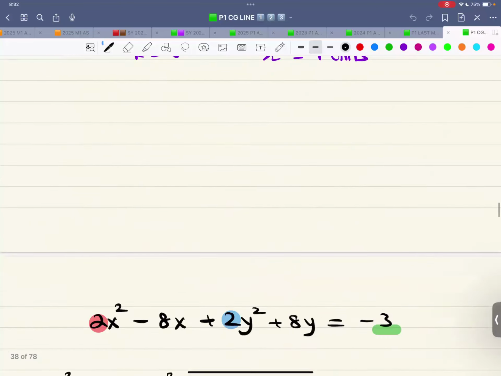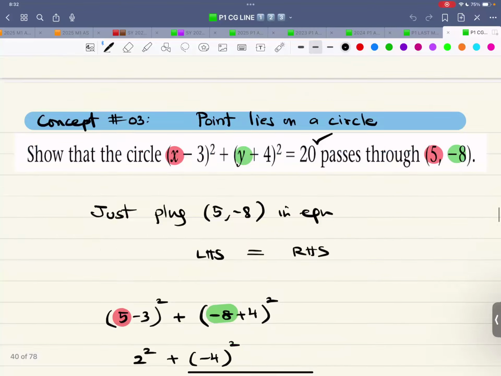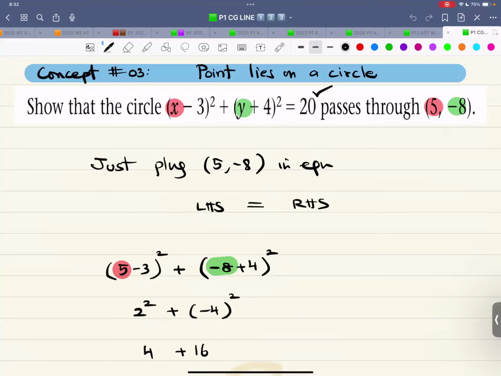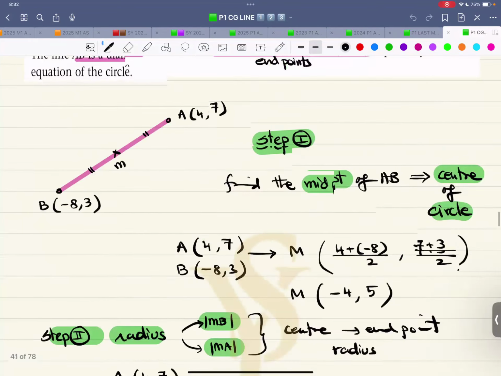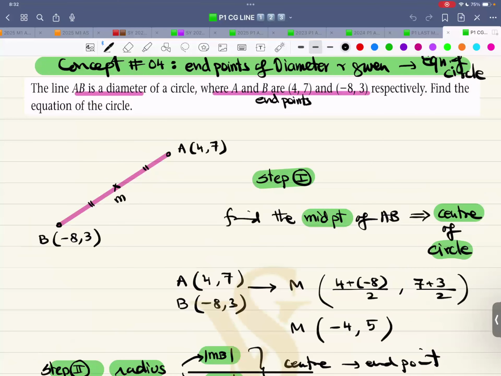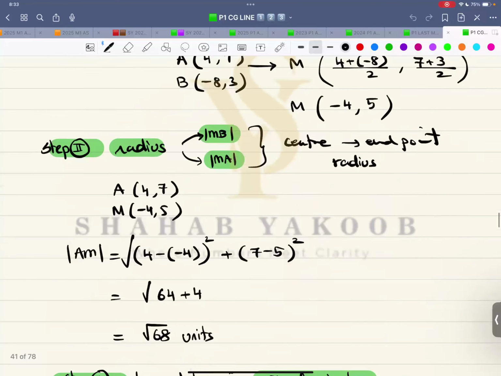Then this thing is done. Show that the circle passes through the point: plug in x and y, and both sides should be equal. If the diameter is given, how do you find the center? You find the center, you find the distance from the center to one of the endpoints, that's the radius, and then you write it out.